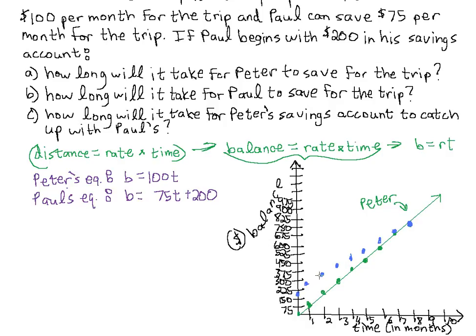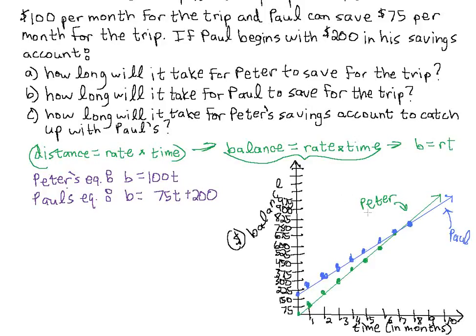So let's go ahead and connect the dots. The two important points are the first one and the last one. All these should be on the line, but the two most important ones are the first one and the last one. All right, and this is Paul's equation. This is Paul's savings account.